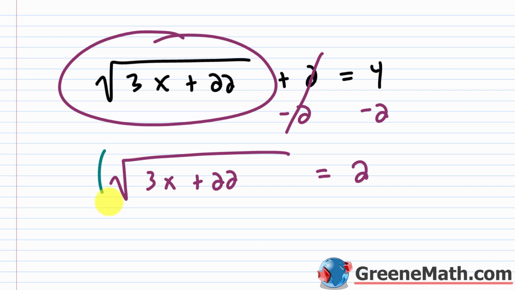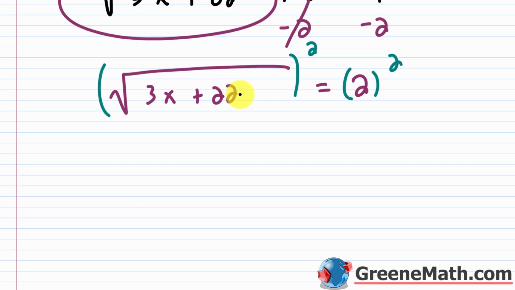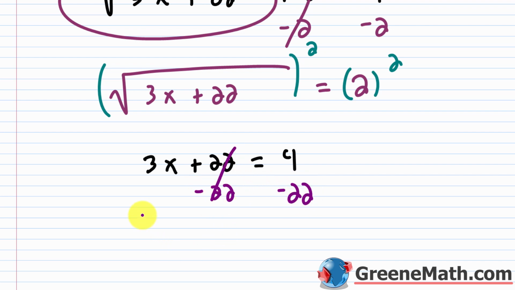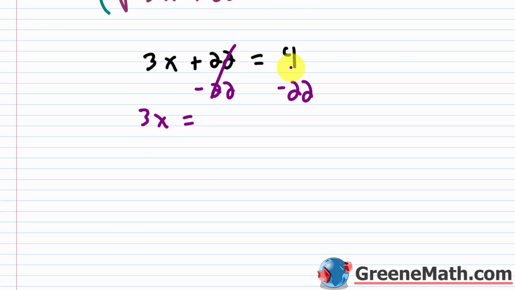And then we'll square both sides of the equation just so we can get rid of this radical here. And so on the left side, I'll just have my radicand, which is 3x plus 22. This equals, on the right side, 2 squared is going to be 4. And then at this point I want to subtract 22 away from each side of the equation. We'll cancel this away. We'll say 3x is equal to 4 minus 22, which is negative 18.